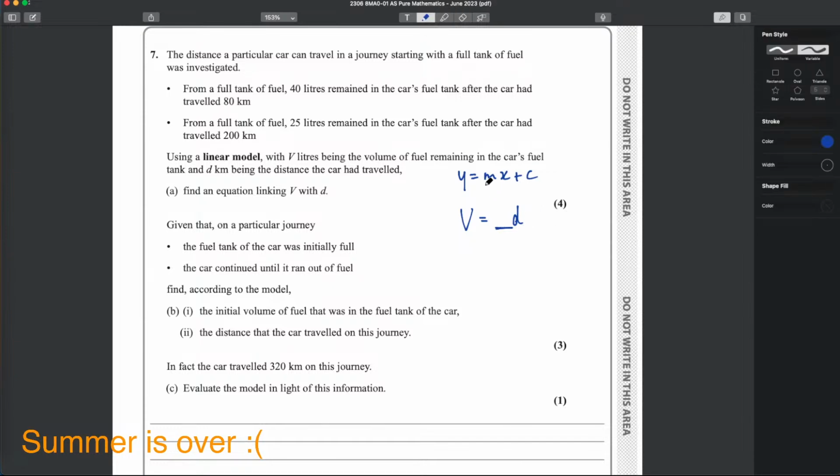But what does the m represent? That's the gradient. So we have 2 points essentially on a straight line, and we can find the gradient between those. So that's what we're looking for. This question is essentially saying find the gradient. Oh, and actually we could find the c, right? We can find the y-intercept. We will be able to find that.